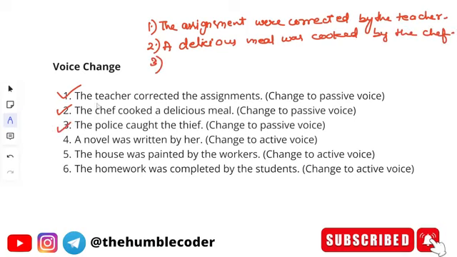The police caught the thief. Again, this is the active voice sentence, we have to convert it into a passive voice sentence. The correct answer will be the thief was caught by the police. Okay, so this is the correct answer for this question. Moving on to the next question.